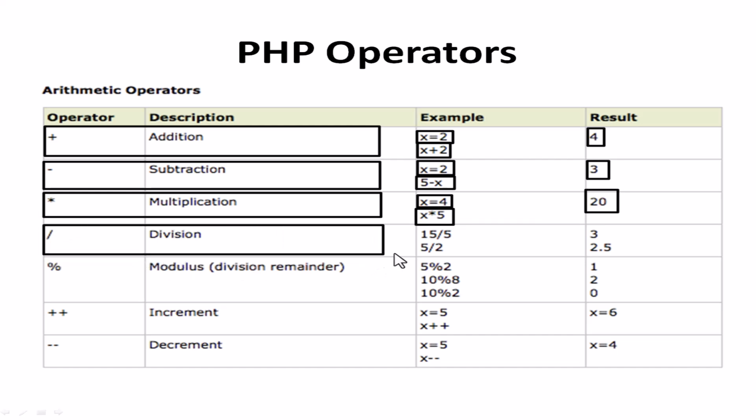And the fourth one is the division operator, and here we are going to perform the division. So 15 divided by 5 is going to result in 3, and 5 divided by 2 is going to show 2.5.